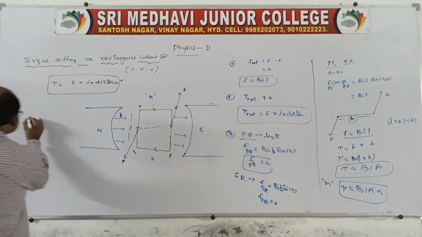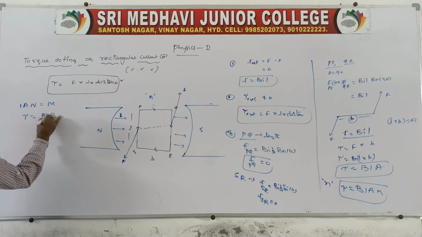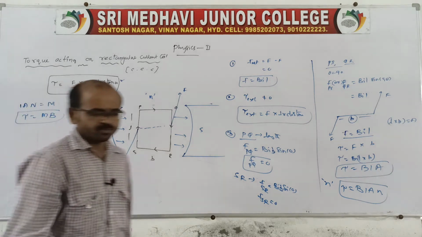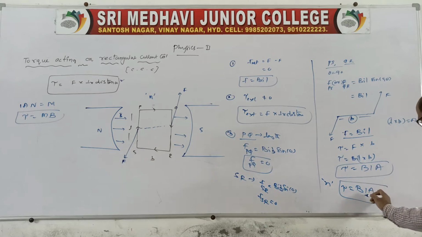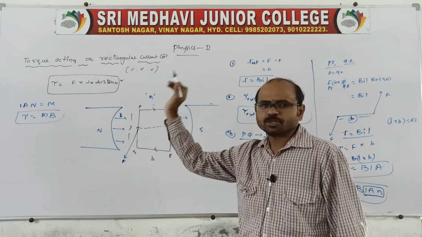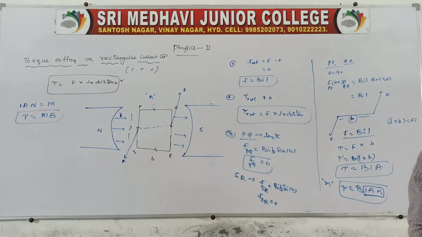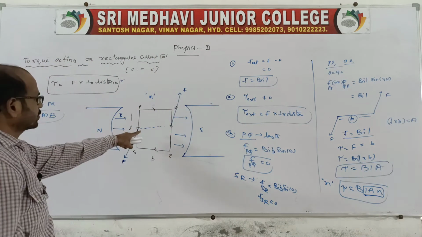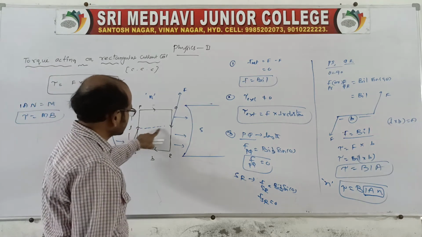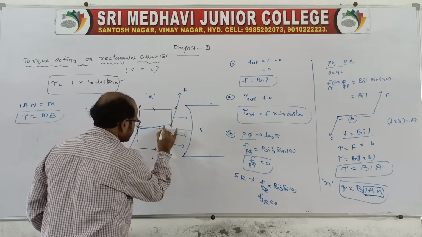Since IAN is represented as capital M, the torque is equal to M into B, where M is the dipole moment. So this is the torque acting on a rectangular coil. Now, based on this, the coil is deflecting. Therefore, this coil is making an angle theta with the direction of the field. Yes, it is making an angle theta.